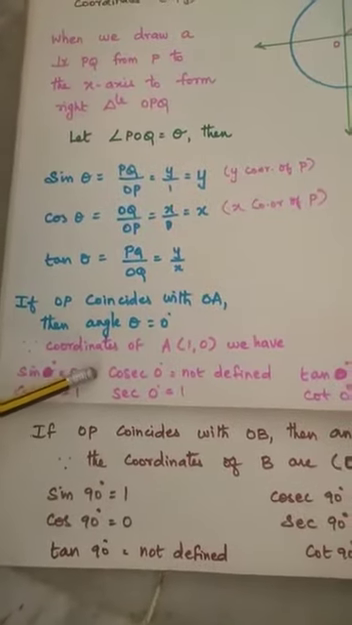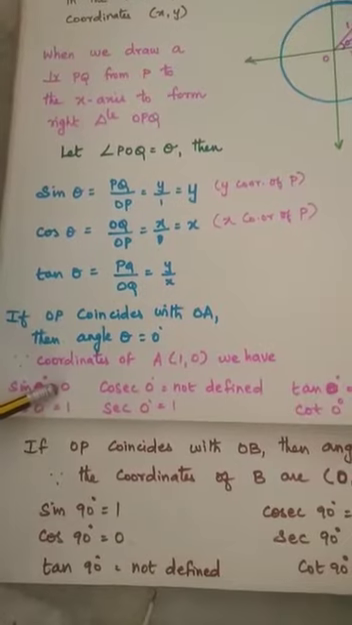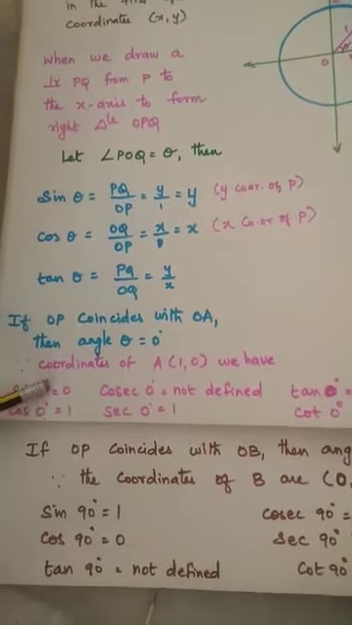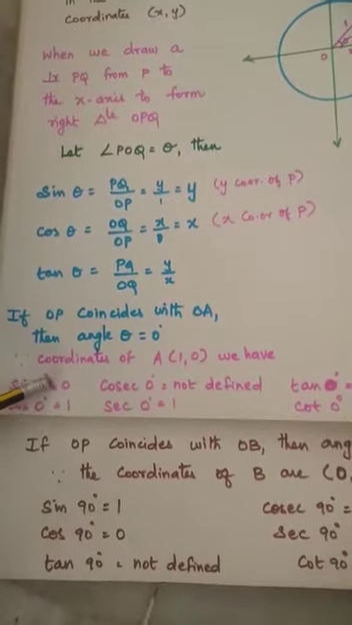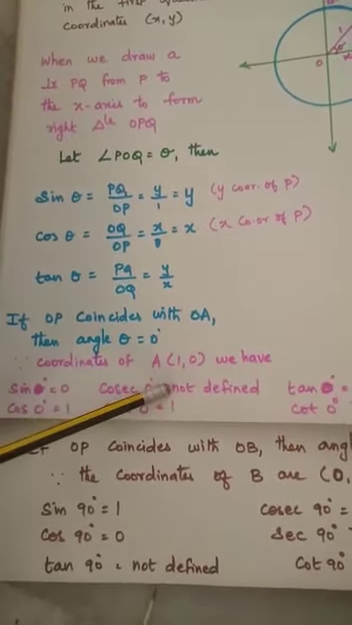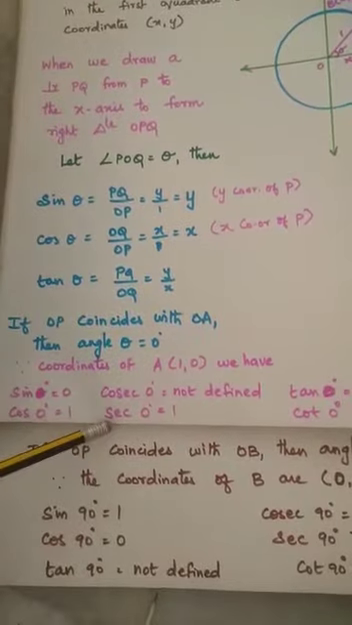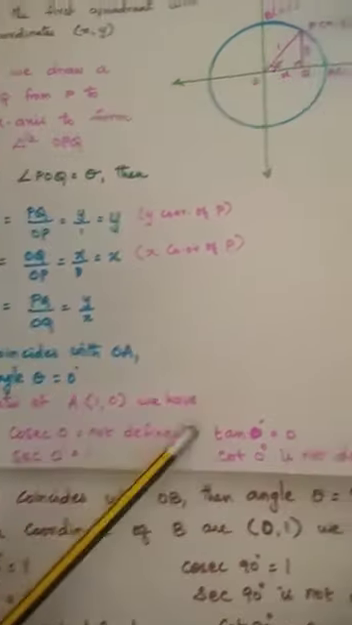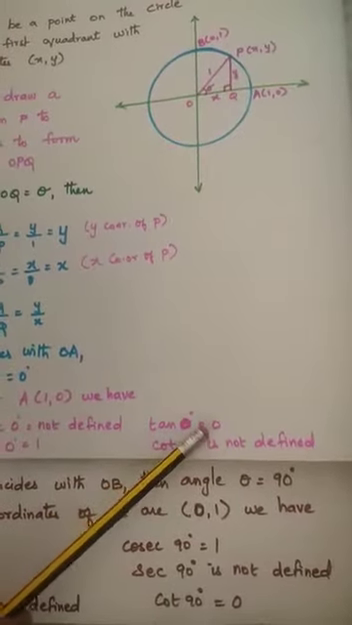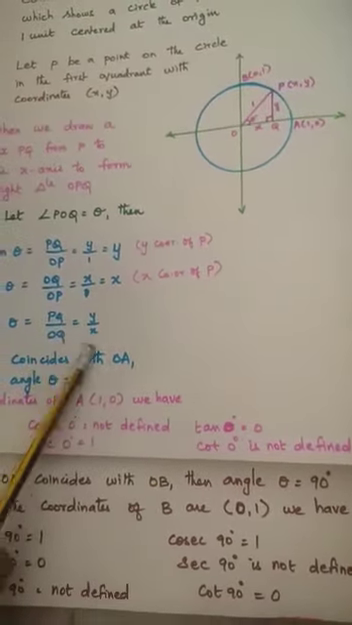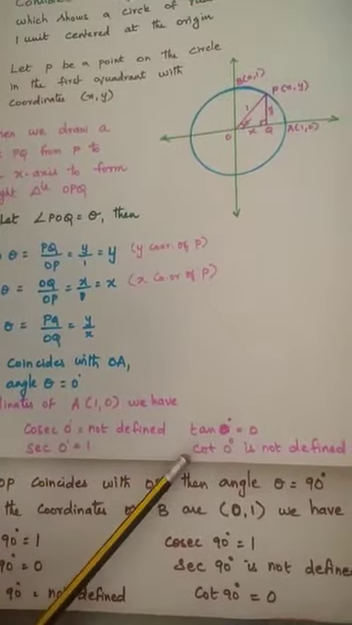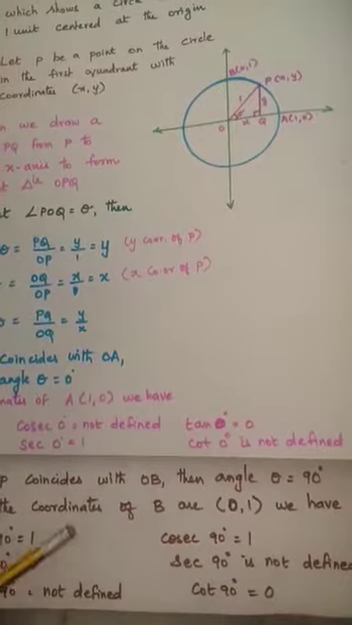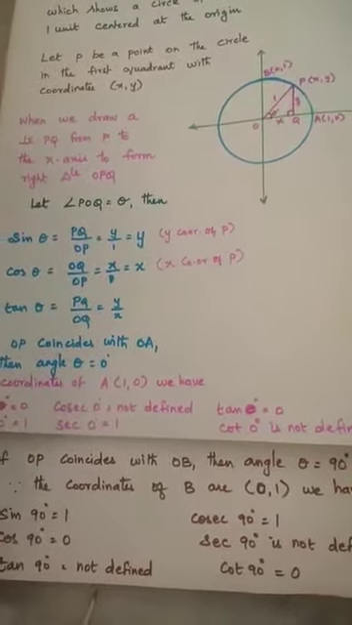Cosecant will be the reciprocal of sin, so that will be 1 by 0, and 1 by 0 is not defined. Secant 0 degree is equal to 1. Tan 0 degree is 0, because tan is y by x, so that will also be equal to 0. And cot 0 degree is not defined. So these are all the values for 0 degree.